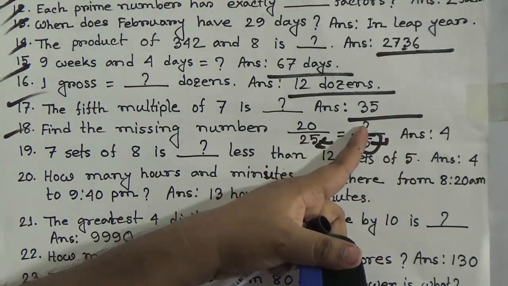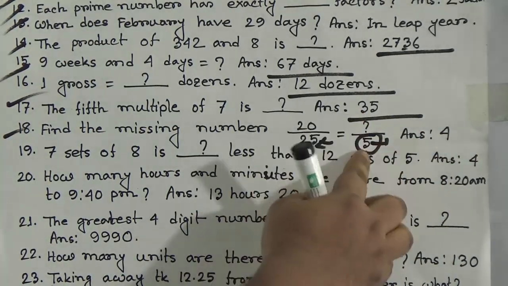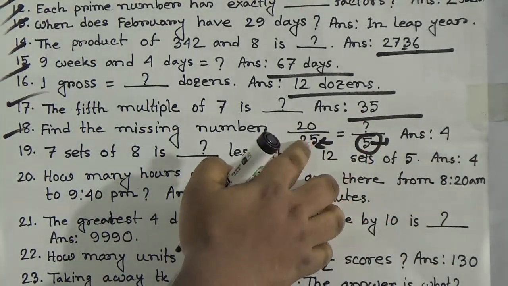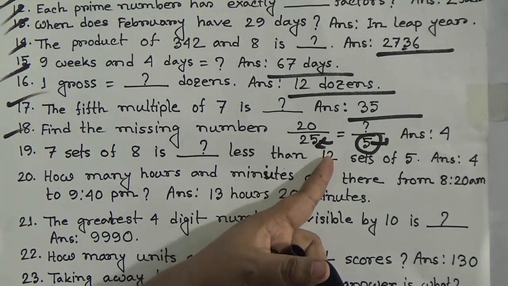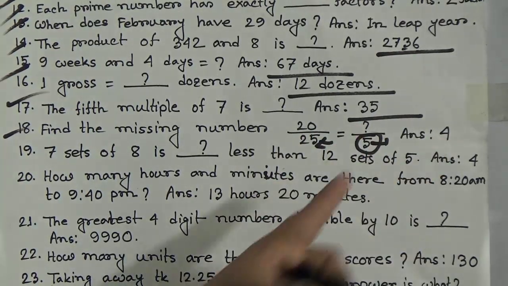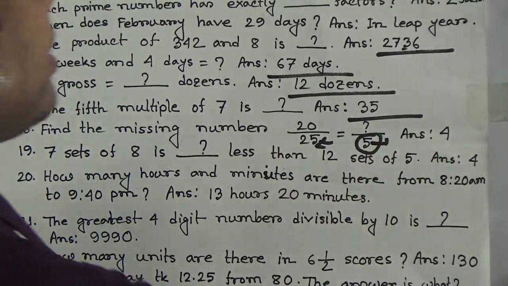So in the blank space, the number will be 4. 4 by 5. That means we cut 20 and 25 both by 5, and we get 4 by 5. And 4 is the answer.